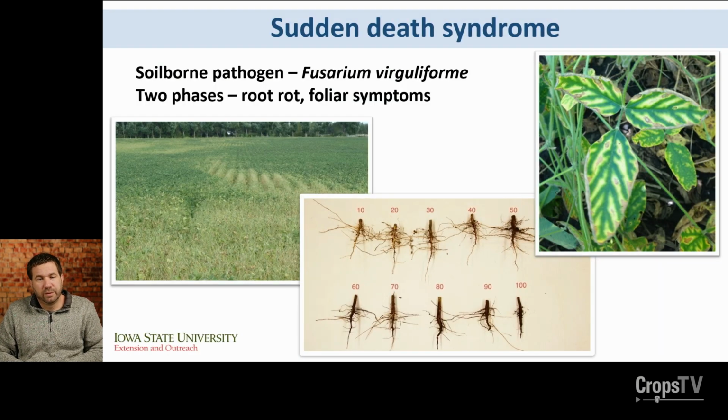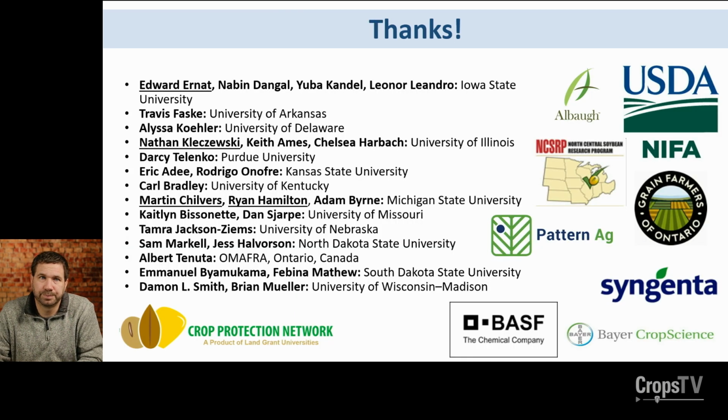All right, let's move on to sudden death syndrome. So leg 3 of this talk. Most people are probably familiar with this, but just a couple of slides to catch everyone up if they're not. This is a soil-borne pathogen, so you'll see a lot of foliar symptoms, but this is caused by a root rot at first. Fusarium virguliforme is the pathogen, and it has 2 phases. Again, the first one is the root rot phase, and that happens very soon after planting. And then you have the foliar symptoms, and the foliar symptoms are caused by a toxin that's produced in the roots and translocated up to the leaves.